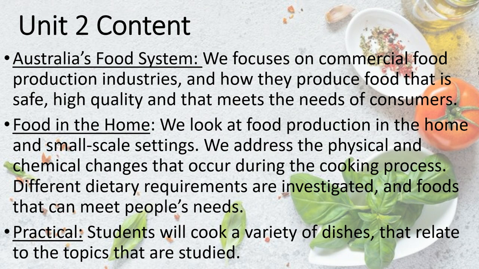Unit 2 content, we look at Australia's food system and there is a focus on the commercial food production and creating new products to meet consumers' needs. For outcome 2, we look at food in the home, creating meals for people's needs in their home, as well as in small scale settings, such as things like food trucks. And there's practical that relates to that. So every week we do a prac that relates to the theory that we're doing.